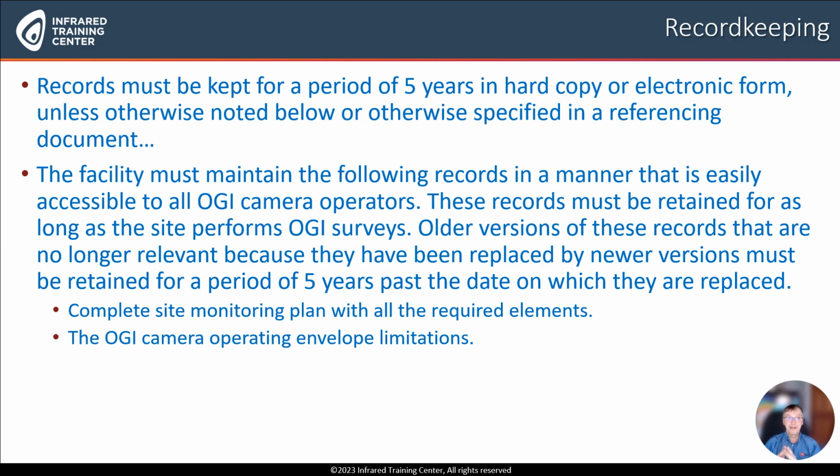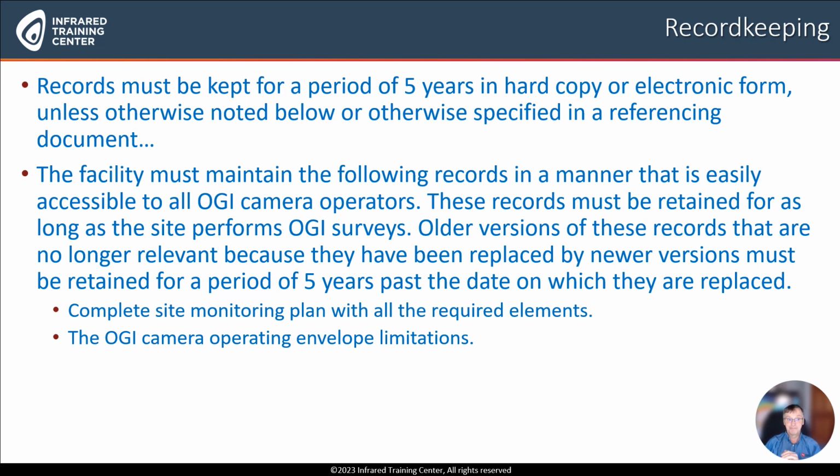Record keeping. Records have to be kept for 5 years in hard copy or electronic form. And everybody seems to be storing everything in electronic forms these days. The cloud storage is relatively inexpensive. And the facility must maintain the following records in a manner that is easily accessible to all OGI camera operators.